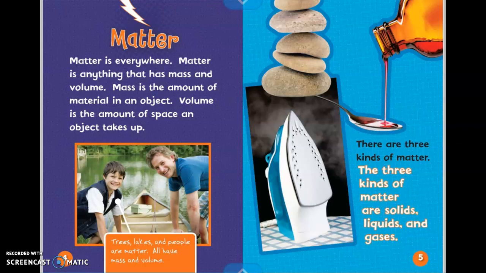Matter. Matter is everywhere. Matter is anything that has mass and volume. Mass is the amount of material in an object. Volume is the amount of space an object takes up. Trees, lakes, and people are matter. All have mass and volume. There are three kinds of matter: solids, liquids, and gases.